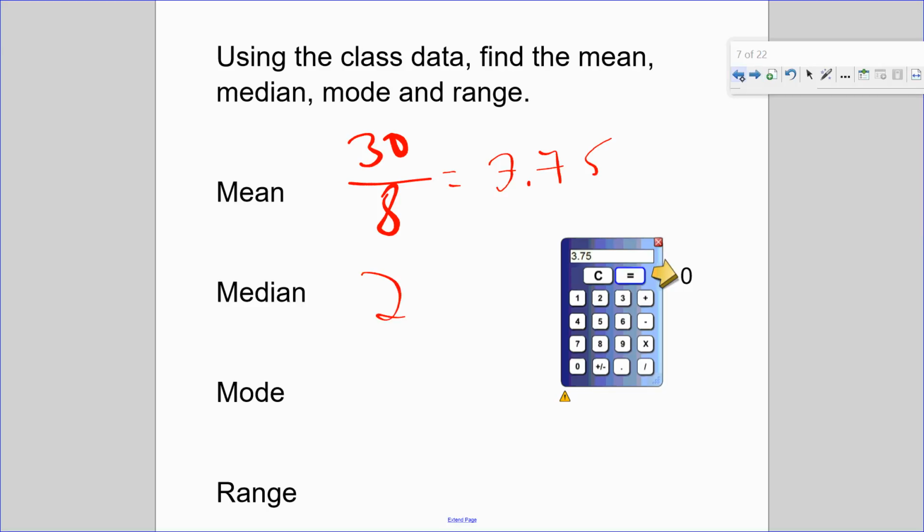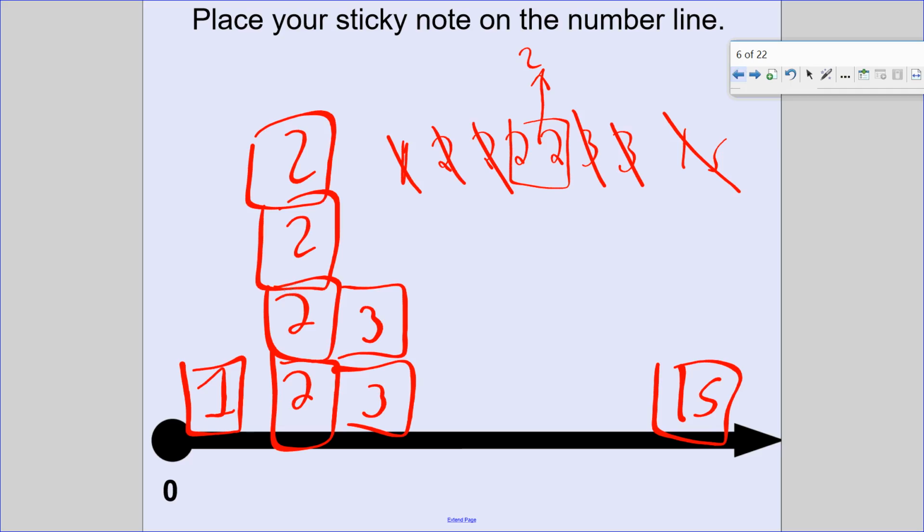Sometimes you may just have one number in the middle, so you already know the exact middle. What happens if the numbers were 2 and 4? Could you find the median of that? It would be 3 because you find the average. 2 plus 4 is 6, divided by 2 is 3. But you should be able to eyeball it.